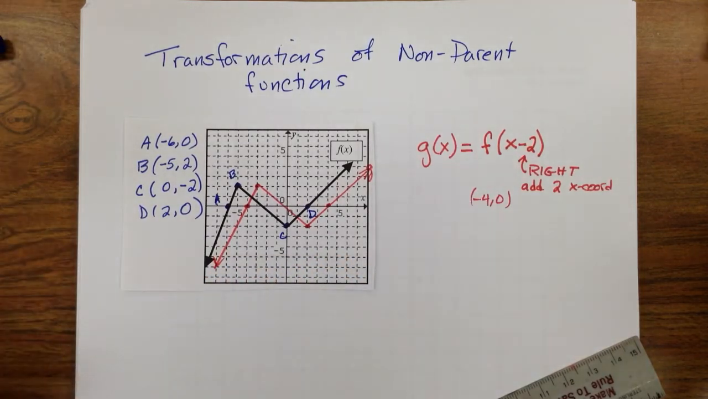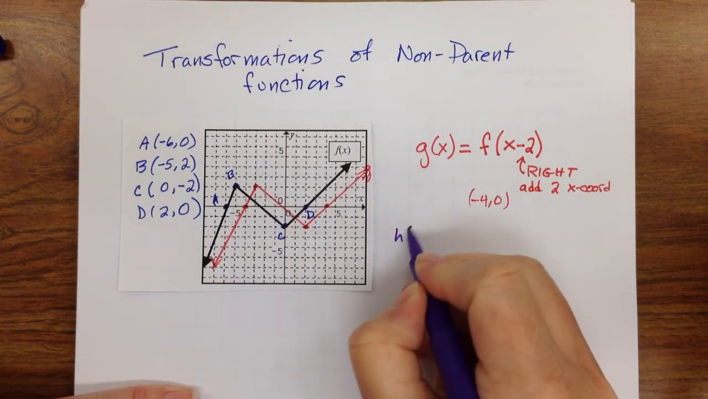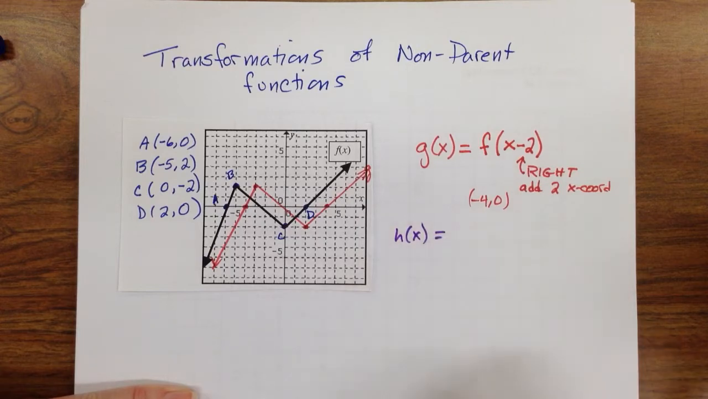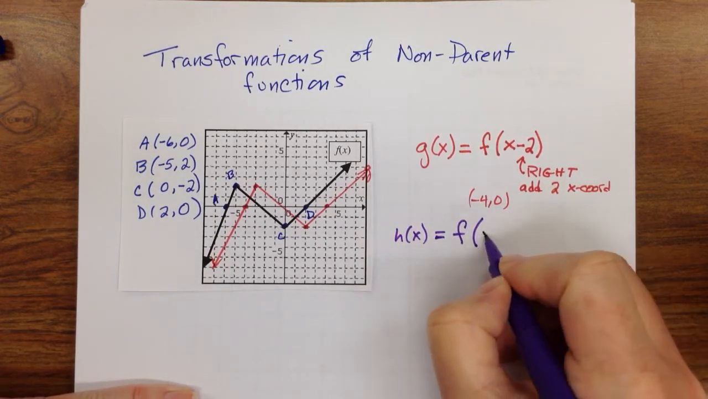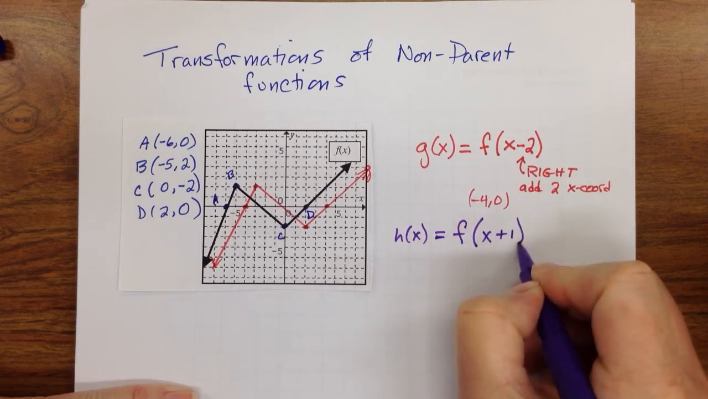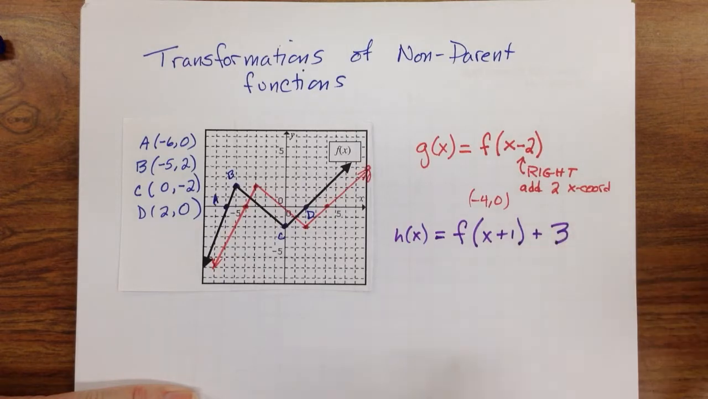Okay, let's try another one though. This is going to be the h of x graph. And here's how I'm going to define it: f of x plus 1, plus 3. Yeah, that's got 2 things going on.